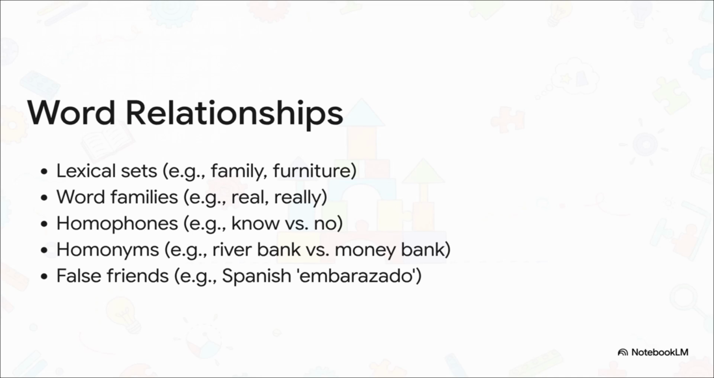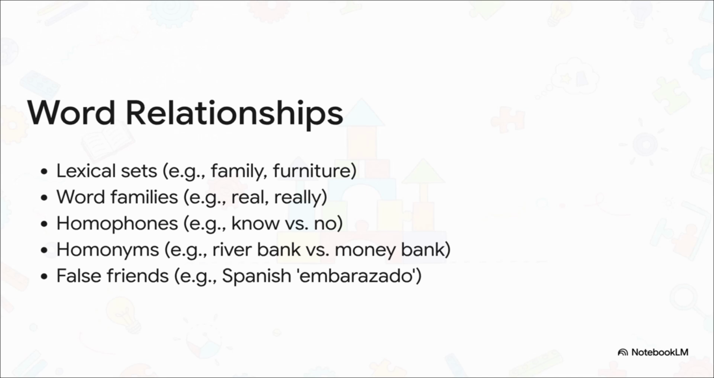First up, lexical sets. These are groups of words that all hang out in the same topic area, like words for furniture or food. Then we have word families. Remember affixation? These are words that all come from the exact same base word, like real, really, and realistic. Next are homophones. These sound absolutely identical when you say them out loud, but they have different meanings and usually different spellings. Think no with a K and no with an N. Homonyms are tricky. They have the exact same spelling and pronunciation, but completely different meanings, like the muddy bank of a river versus a bank downtown where you keep your money.